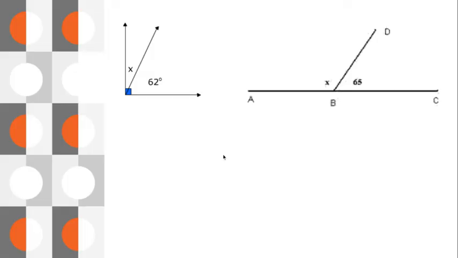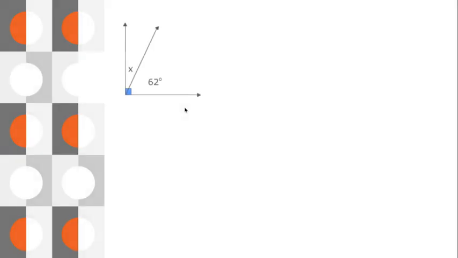Take a look at a couple more examples. Notice in this example to the left, x and 62 are complementary because they're adjacent and they form 90 degrees. So here comes that problem back again. So therefore, we can write an equation. x plus 62 equals 90. Taking away 62 on both sides, we find out that x equals 28.